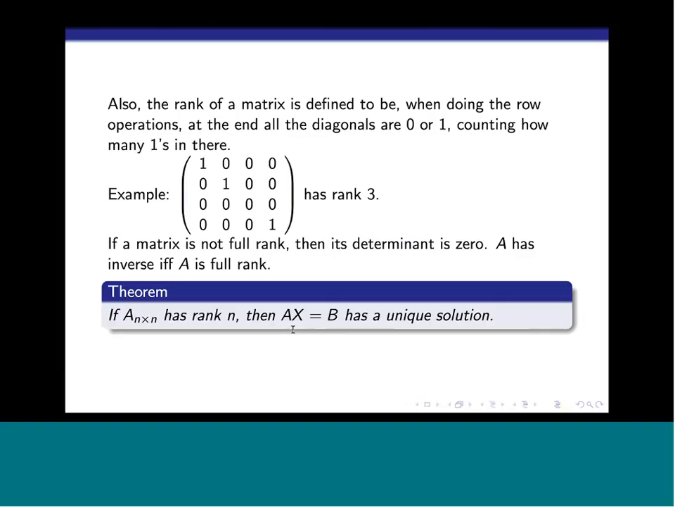The very important thing about rank is that if an n by n matrix has rank n, then Ax equals b always has a solution. B has to be an n by one matrix, n rows and one column. x is an n by one matrix.